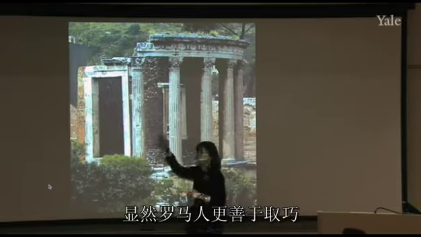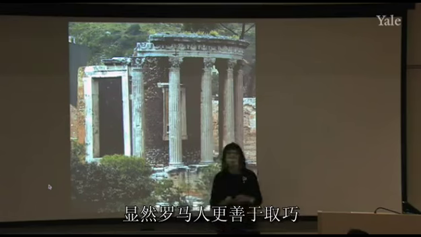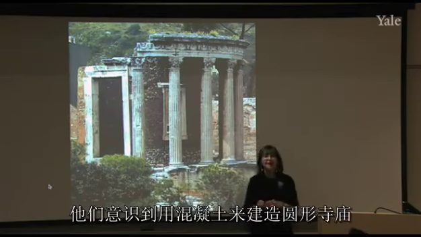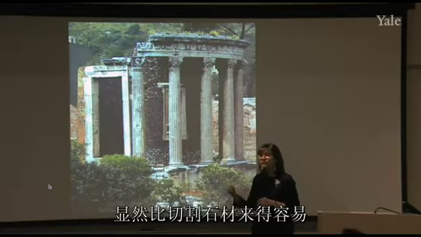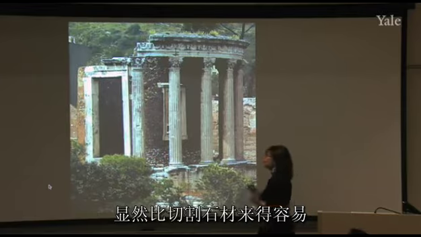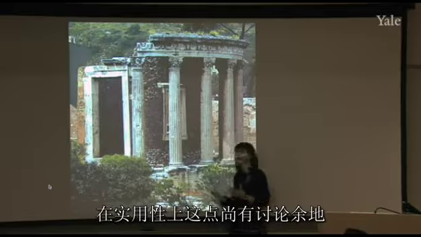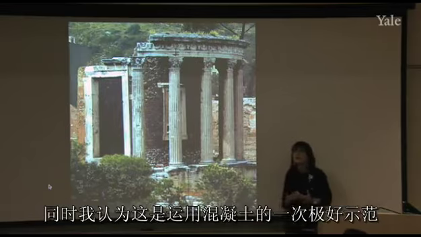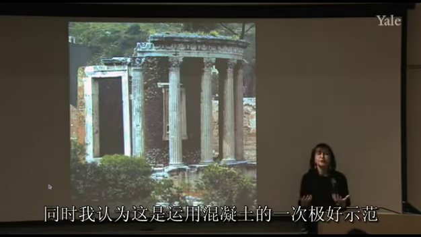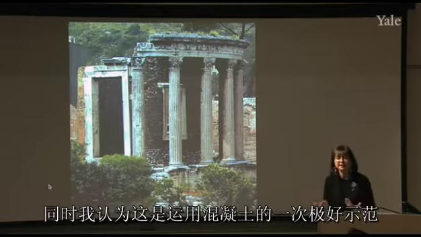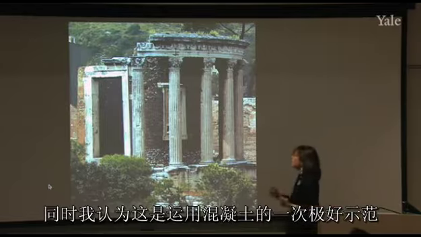But the Romans were getting really smart in terms of making things easier for themselves. They realized it was going to be a lot easier to build a round structure with concrete than it was to have to carve all those stones in just those shapes. So they have used concrete here for the cella. We still could argue this is utilitarian purpose, but at the same time I think it's beginning to demonstrate to us the expressive possibilities of concrete.